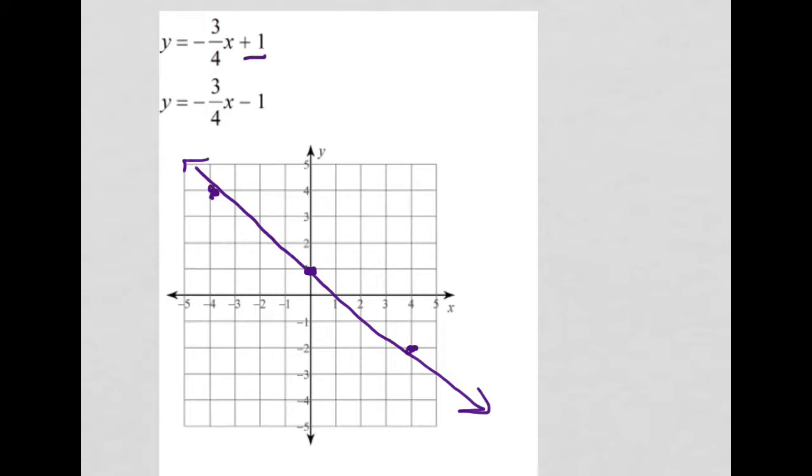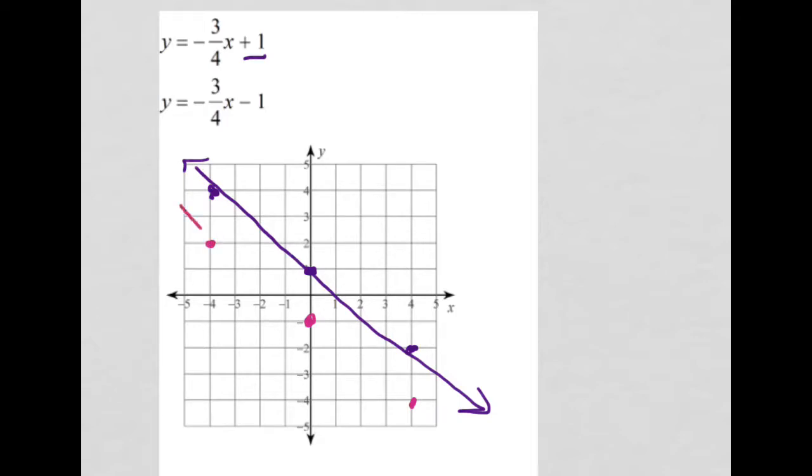So then I look at the second equation. I start at negative 2. Again, my slope is negative 3/4 x. So I go down 3 over 4, up 1, 2, 3 over 4.